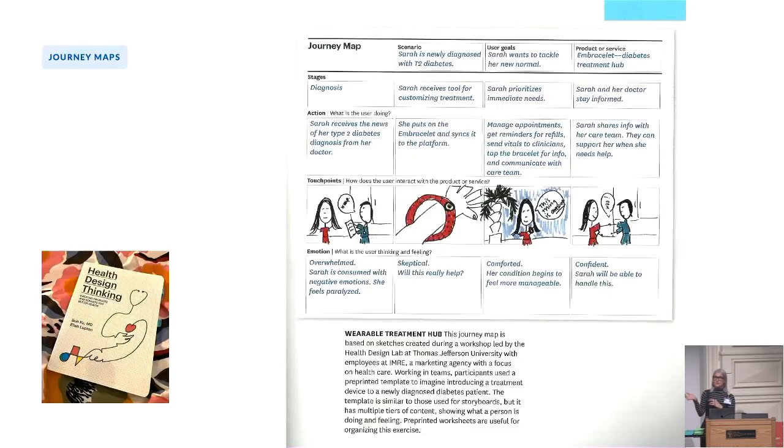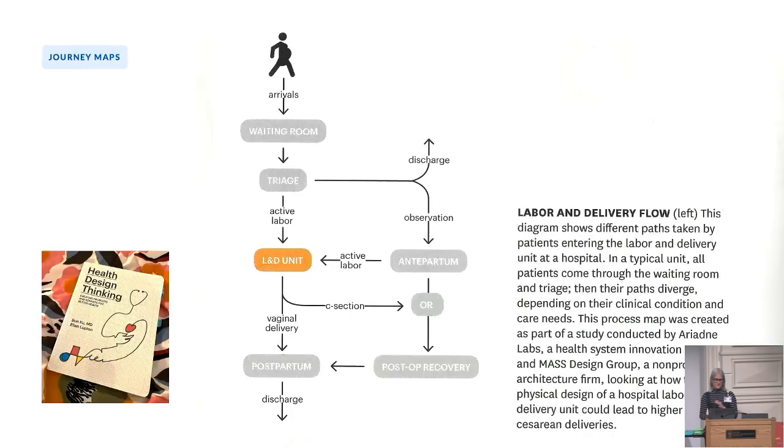And then here's another journey map that some people did for a wearable treatment hub. And this was a workshop that they did at Thomas Jefferson University, and they were working through this question here about diabetes and this bracelet that she could potentially use. And so you can see they've used pictures here and walked through a process. And then this is an example of working through a labor and delivery flow and what that may look like.